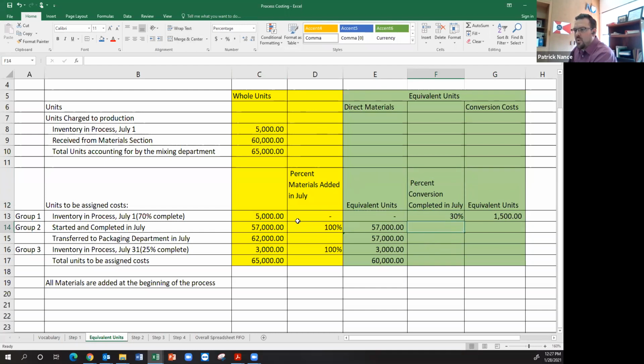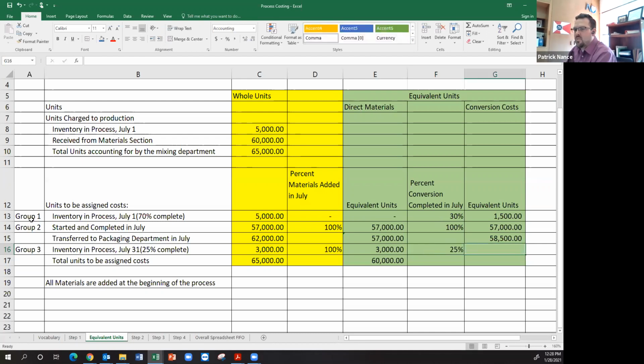Started and completed is always going to be 100% on both sides, because if it was started and completed, that means it was not only started in this period, but also finished in this period. So all of the costs would be allocated to it. I can again add down here, 58.5. And then ending work in process. During July, it was 25% complete. So this one, because it is not done, 25% was added to it.